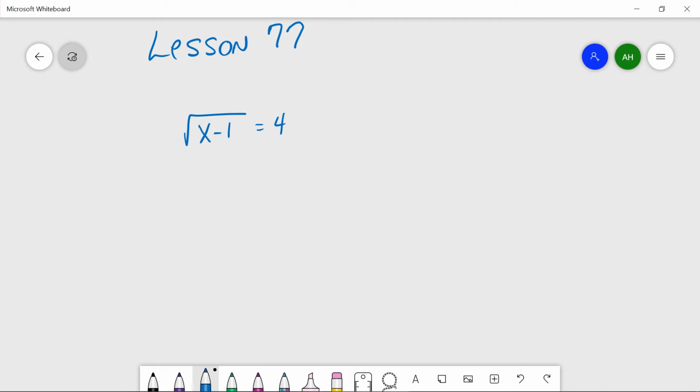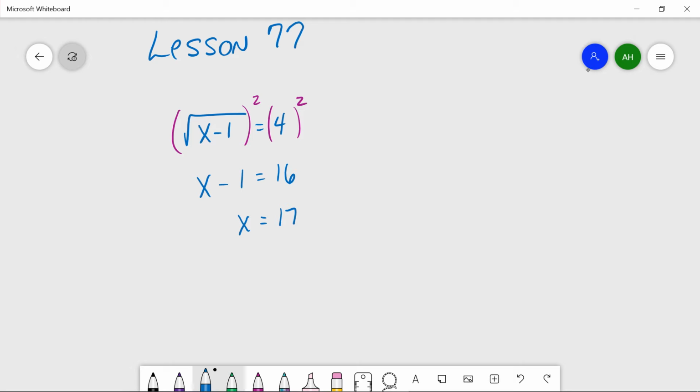Remember that we're looking to solve for x. To do that, we need to get x by itself. Right now, x is underneath a radical sign, so we've got to get rid of that. We're going to get rid of that by squaring both sides. When I square this first side, that gets rid of the radical for me, so I'm going to have x minus 1 equals 16. Solving for x, x equals 17.